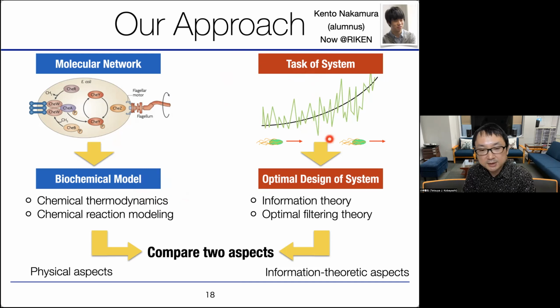That is, in this case, the inference or estimation of whether the E. coli cell is going up the gradient or down the gradient. Then, by using optimization theory, we derive the optimal system to solve this task. Finally, we compare this optimal system with the actual biochemical model, to see whether they are close enough or not. So this is our approach to investigate the optimality of a biological system.